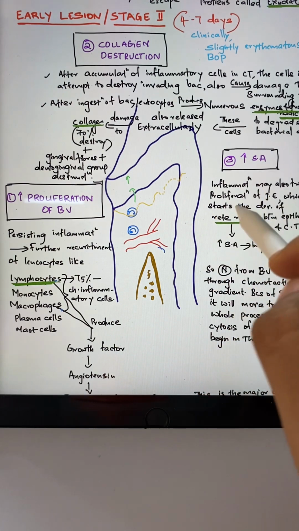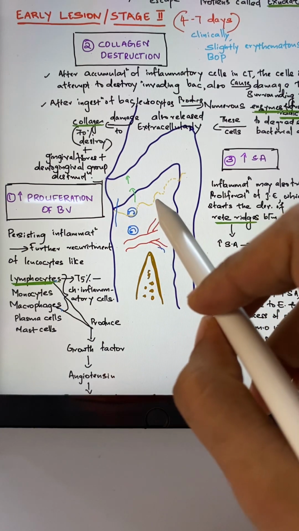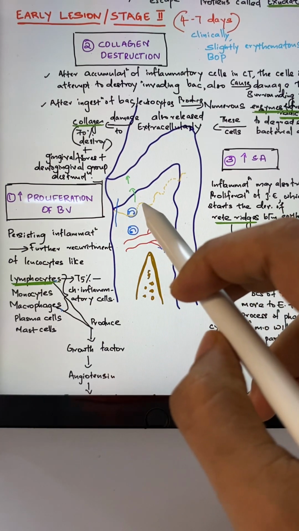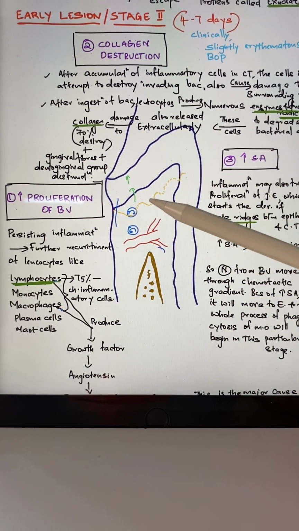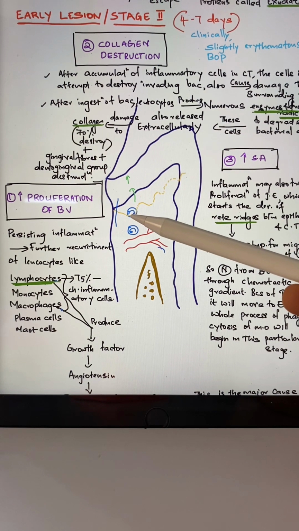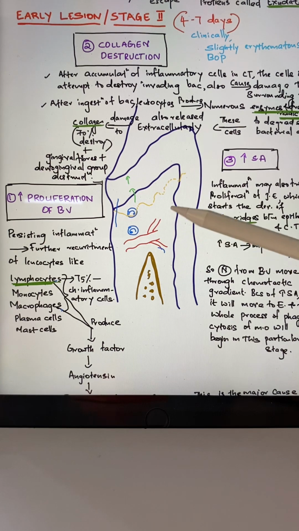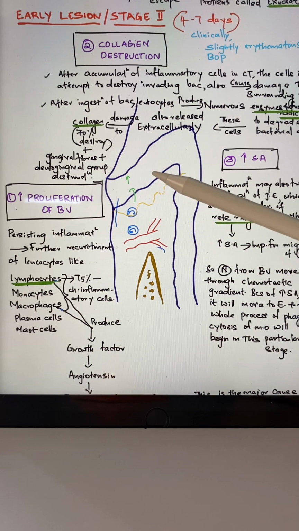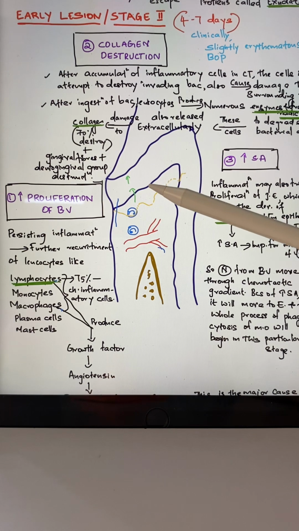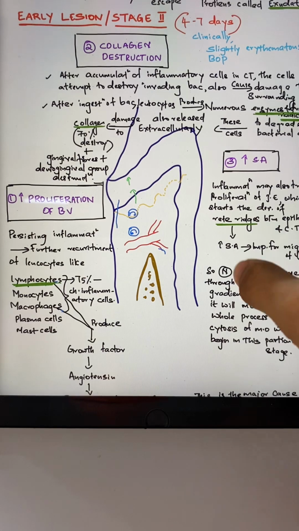Then we can see the inflammation may also trigger proliferation of the junctional epithelium, which starts the development of rete ridges between the epithelium and connective tissue. These rete ridges increase the surface area, which is really important for the migration of neutrophils. Neutrophils from blood vessels move through the chemotactic gradient. Because of the increased surface area, they will move to the epithelium, and the whole process of phagocytosis of microorganisms will begin at this stage. So this is all about the early lesion, or stage 2.